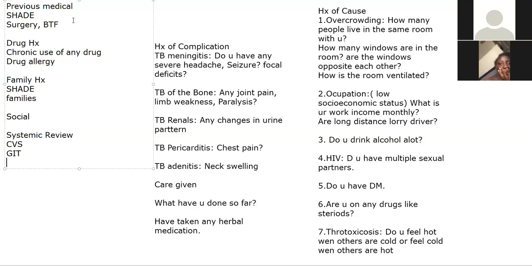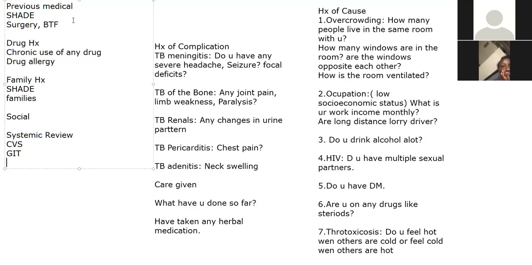Please, I would also like to know, previously in your medical history, have you been diagnosed with sickle cell before? Are you HIV positive? Are you hypertensive? Have you been diagnosed with diabetes mellitus before? Have you had epilepsy before? Have you done any surgery before? Any blood transfusion done before? Are you allergic to any drug? Have you been taking any drug chronically? I would like to also know.